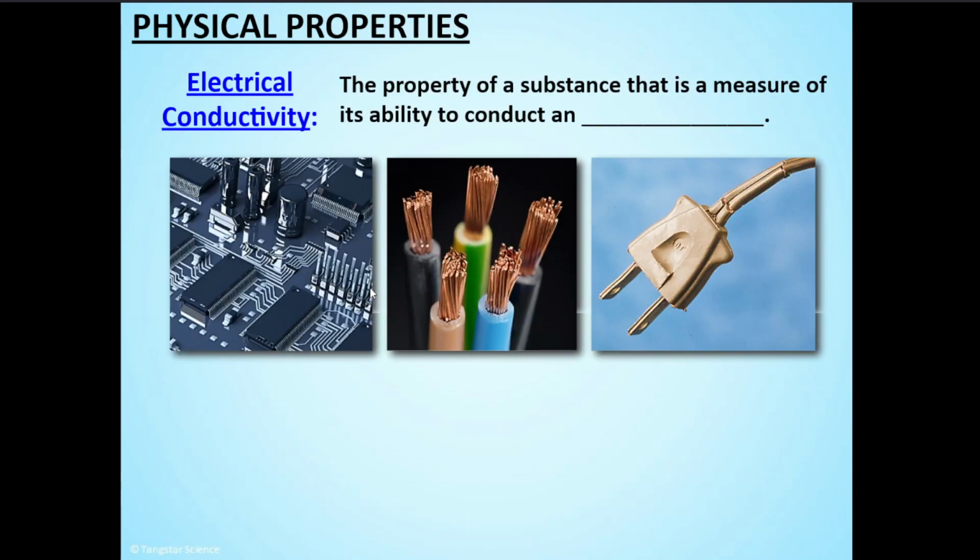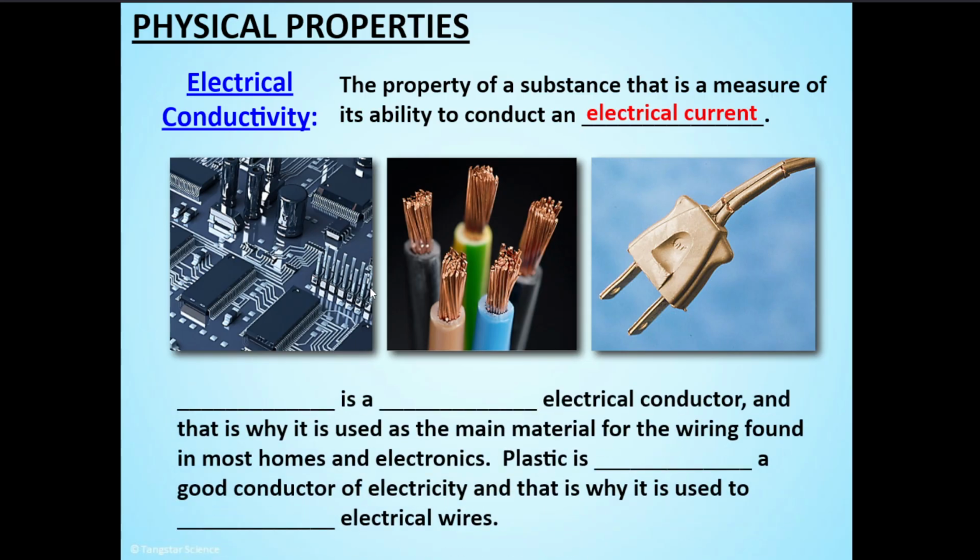All right, electrical conductivity. So electrical conductivity is the measurement of a substance's ability to conduct an electrical current. So copper is a good conductor of electrical current, which is why we use it in wiring. Plastic, on the other hand, is not a good conductor, and it's used to insulate those wires. That's why we use plastic or rubber around those wires, because it does not conduct heat or electricity very well.